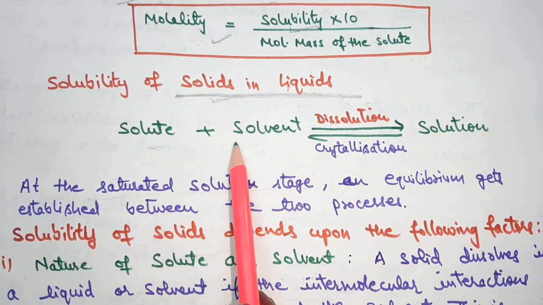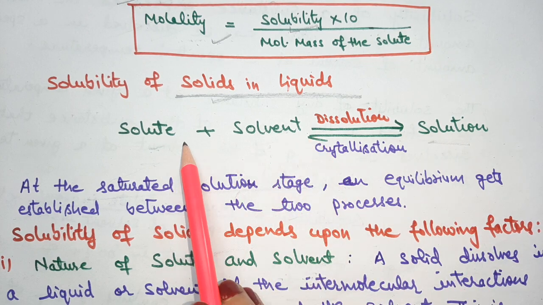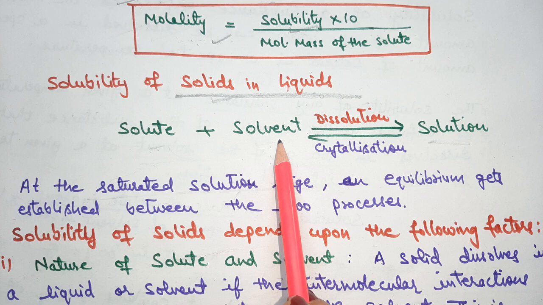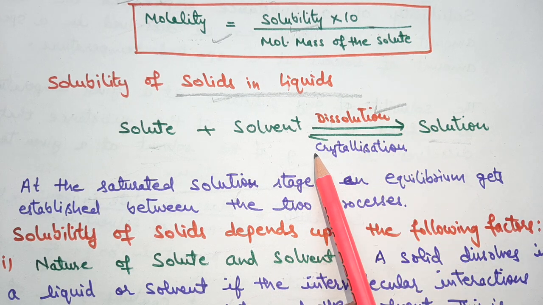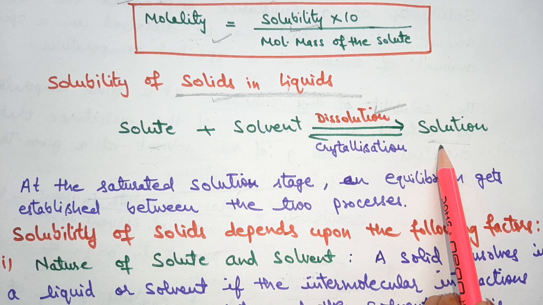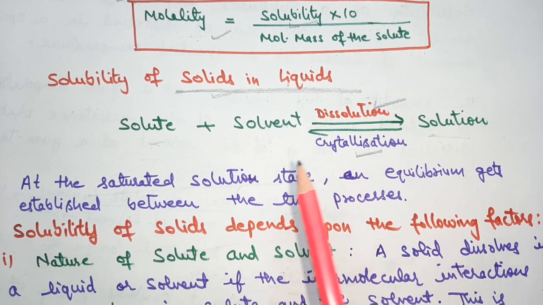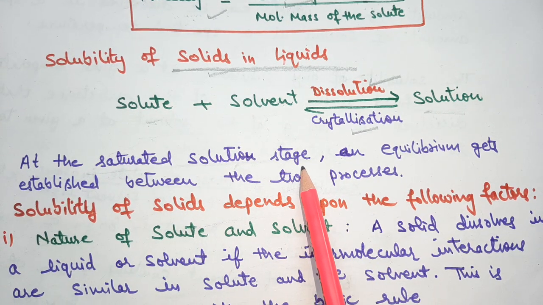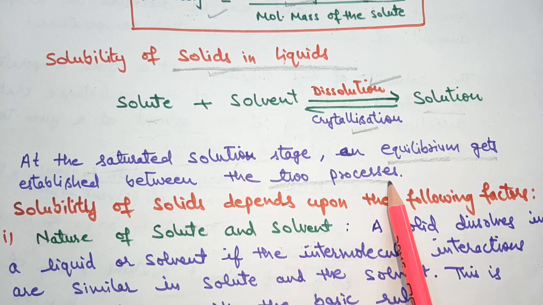So here solute plus solvent forms a solution. Whenever a solute is made to dissolve in a solvent, the process is known as dissolution, and the reverse process, where the solute crystallizes out from the solution, is known as crystallization. At the saturated solution stage, an equilibrium gets established between these two processes.